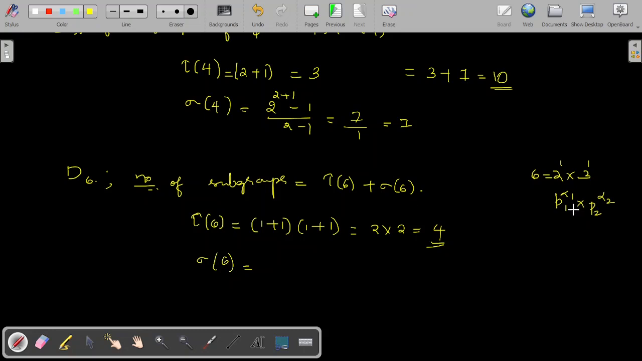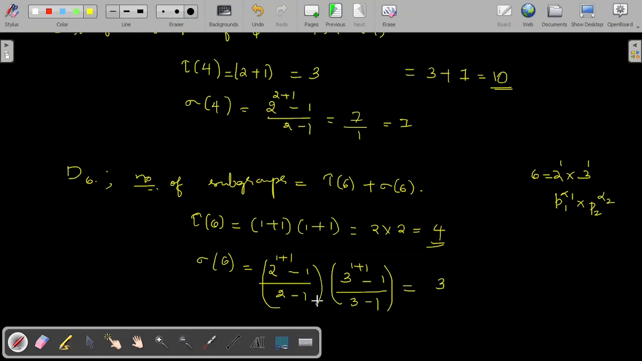Next I want sigma of 6 as per your formula. Now here I want p1 also. So it is 2 to the power 1 plus 1, minus 1, by 2 minus 1, into this whole expression into 3 to the power 1 plus 1, minus 1, divided by 3 minus 1. So this gives you 2 squared minus 1. How much? 4 minus 1 is 3. 2 minus 1 is 1. Into 3 squared minus 1, that is 9 minus 1, 8 by 2. 8 by 2 is 4. 4 times 3 is 12. Okay, now add these two. 4 plus 12 gives you 16. So there are 16 subgroups for D6.